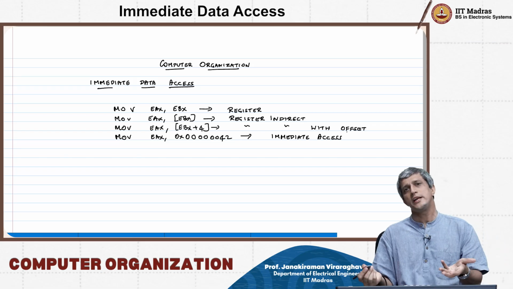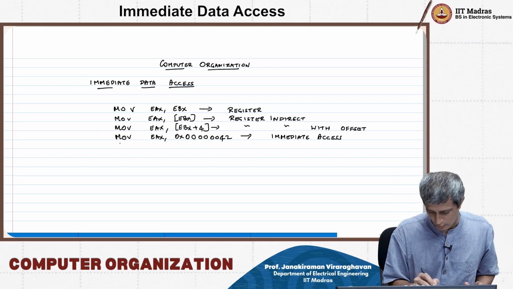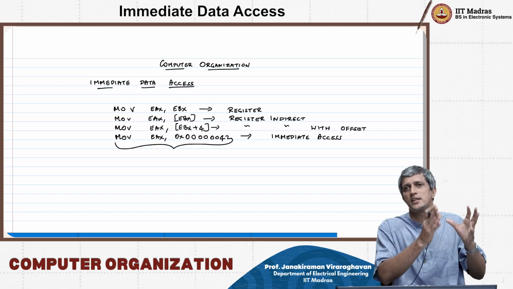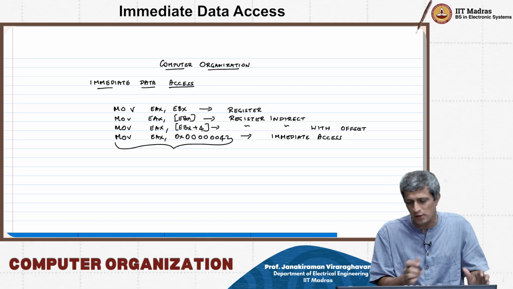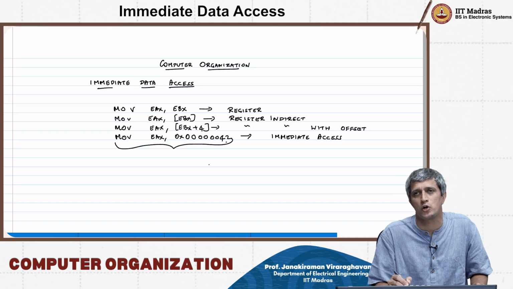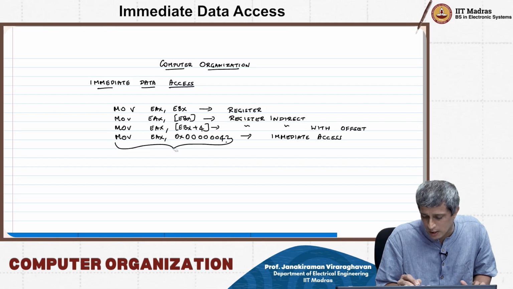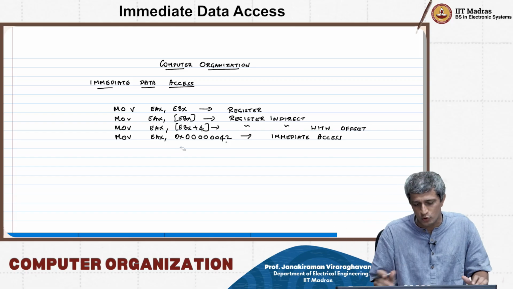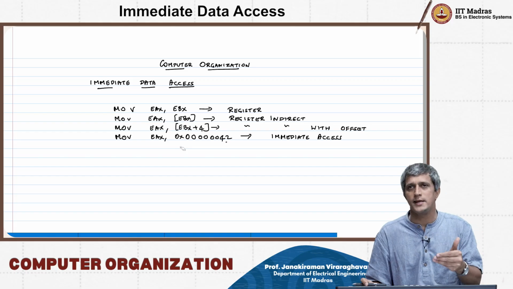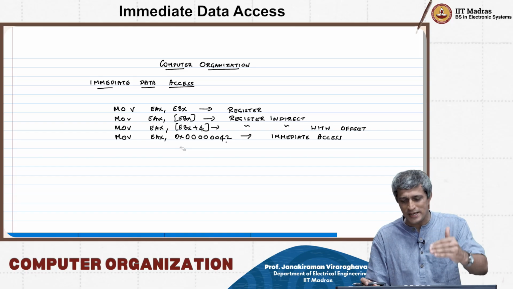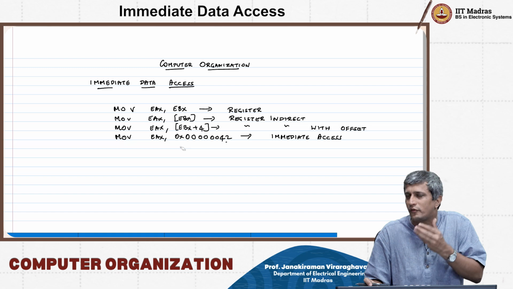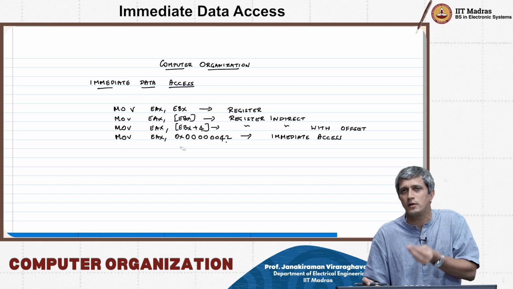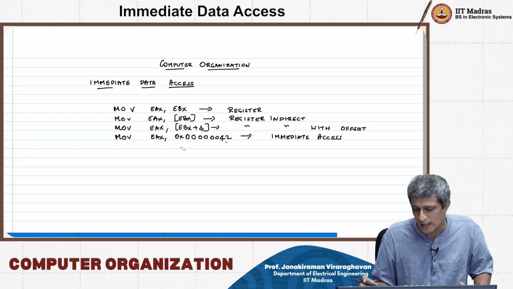Why is it called immediate access? Because this 0x42, this whole thing, is actually encoded inside that instruction. The machine code itself contains this 0x42 and therefore it is immediately available, and that data can be very easily loaded into the register for any operation. So these are the different kinds of access that we would do in the x86 architecture.